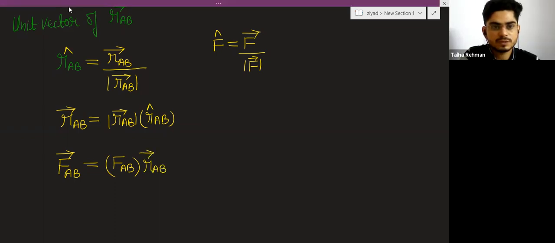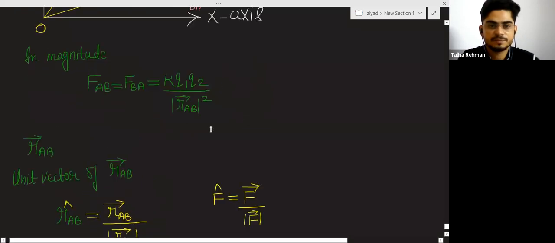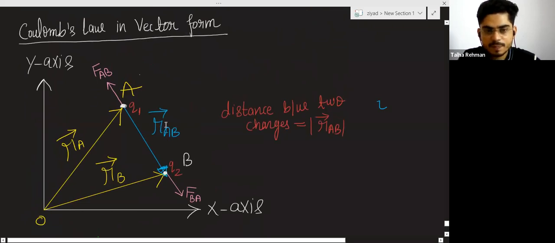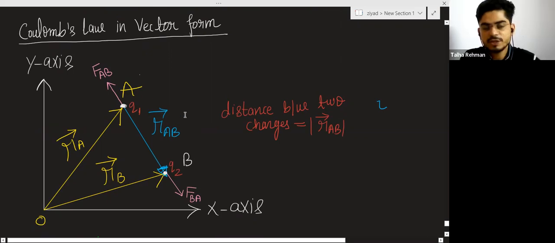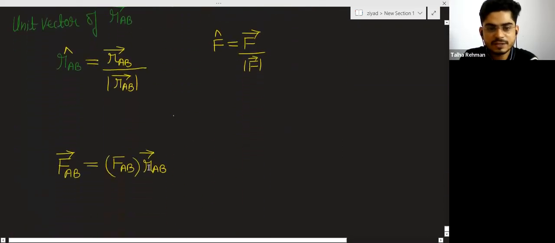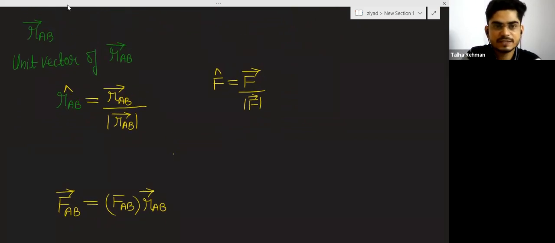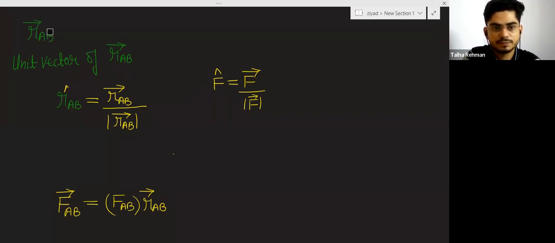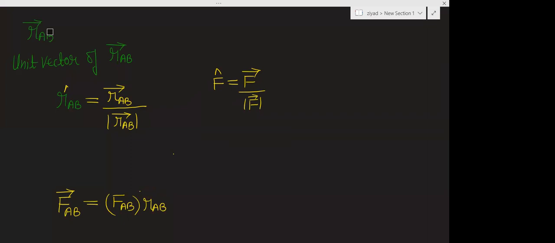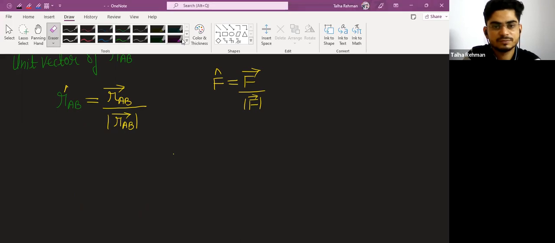So you can remove this. See here, this r_AB is a vector in the direction of AB, but this r_AB cap is the unit vector in the direction of AB. Okay, I will tell you this in a different way. Are you getting this or not? Yes, sir.